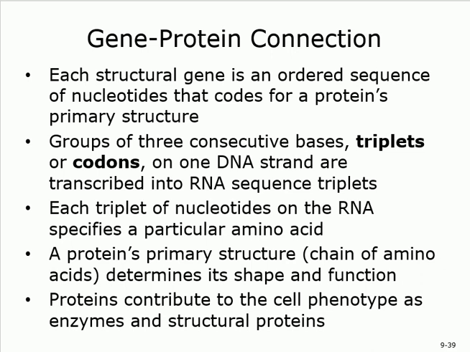What do you call a group of codons together? Like this patch here of the DNA that has these codons. Gene. Gene is a group of codons. The codon represents an amino acid. The gene represents a protein. Is that clear?